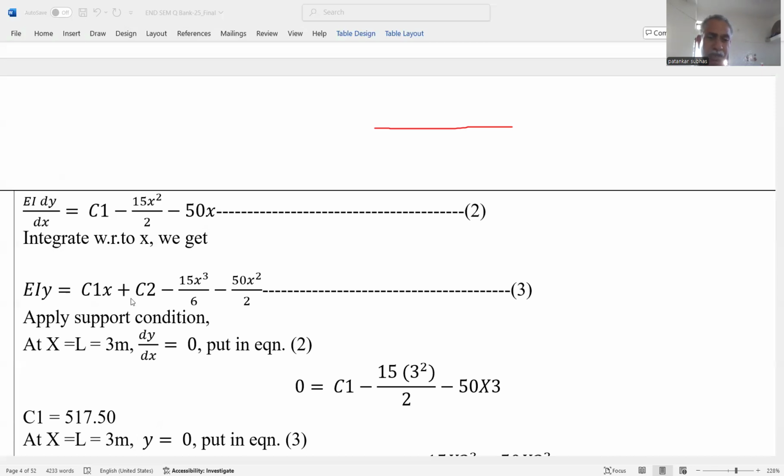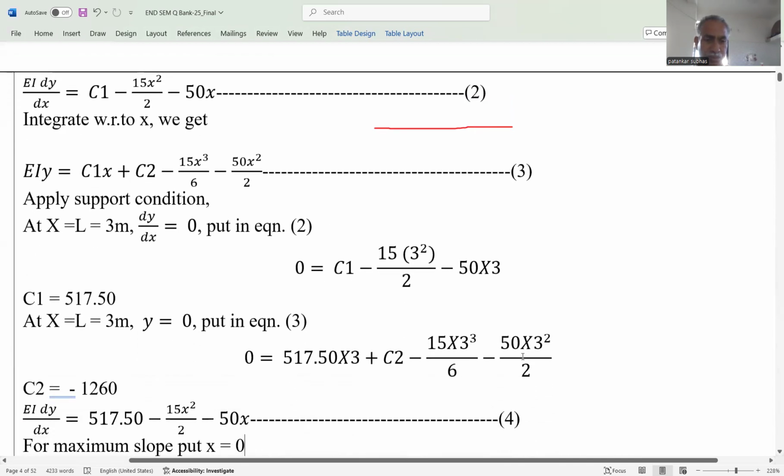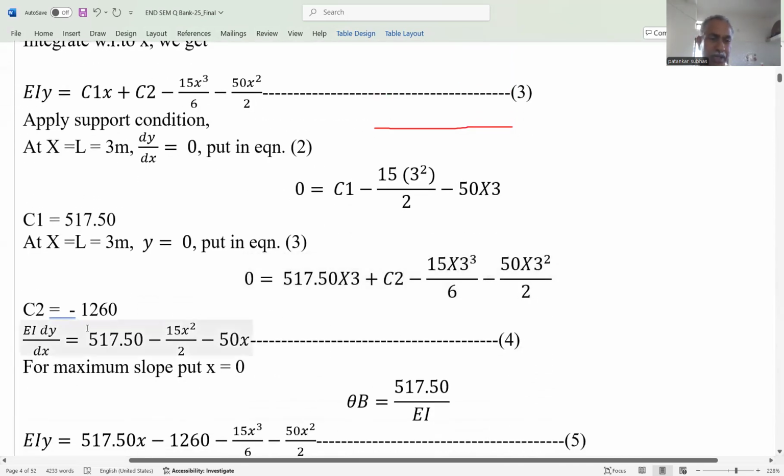So C1 times x, that is 3 meter, plus C2 minus 15 times 3³/6 minus 50 times 3²/2, and we can find out C2, and C2 = -1260. Now put the values C1 = 517.50 and C2 = -1260 in equations number 2 and 3, and we get the slope and deflection equations.